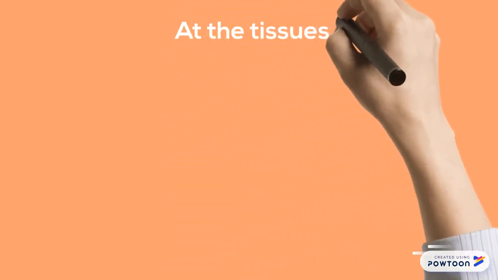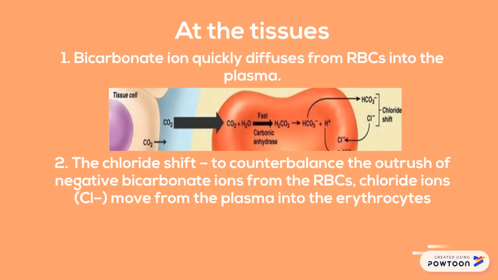At the tissue, the bicarbonate ion will quickly diffuse out from the red blood cell into the plasma. The chloride ion will move from the plasma into the red blood cell to counterbalance the outrush of negative bicarbonate ion from the red blood cell. This process is known as the chloride shift.